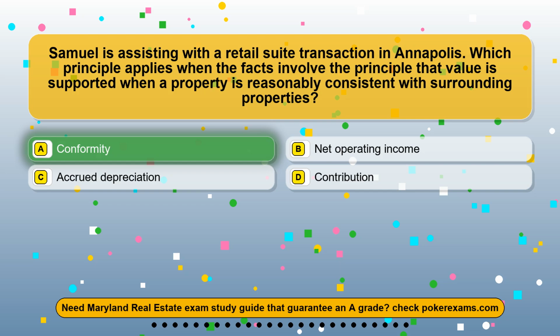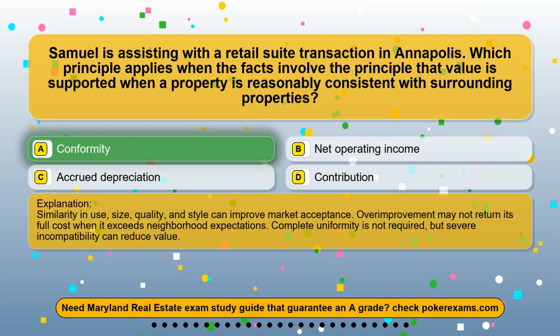The correct answer is option A, conformity. Similarity in use, size, quality, and style can improve market acceptance. Over-improvement may not return its full cost when it exceeds neighborhood expectations. Complete uniformity is not required, but severe incompatibility can reduce value.